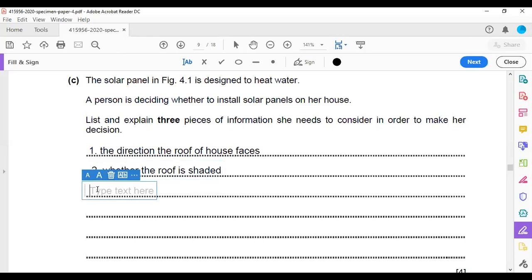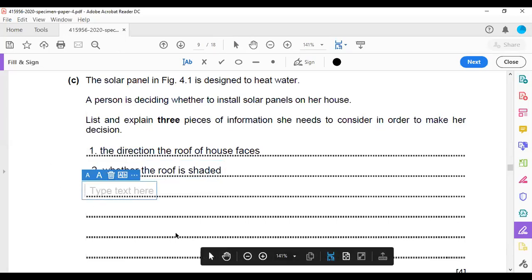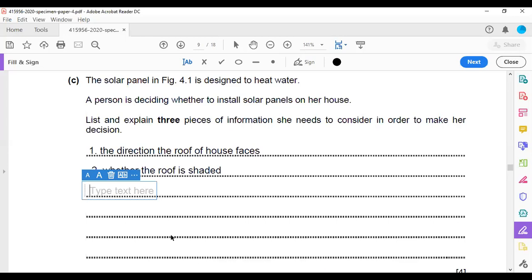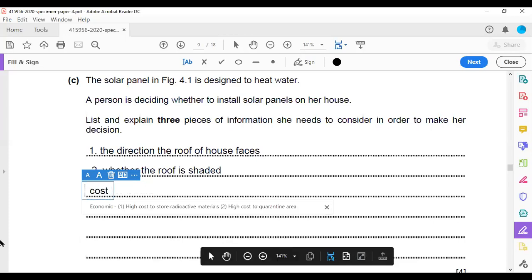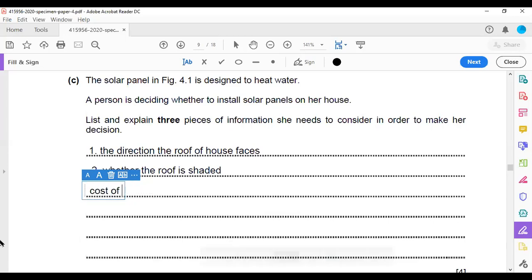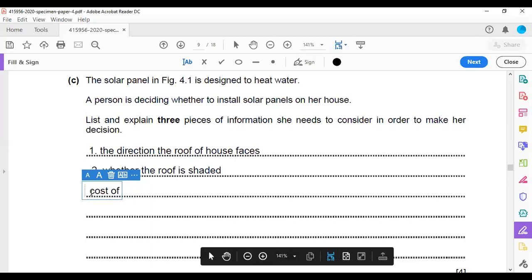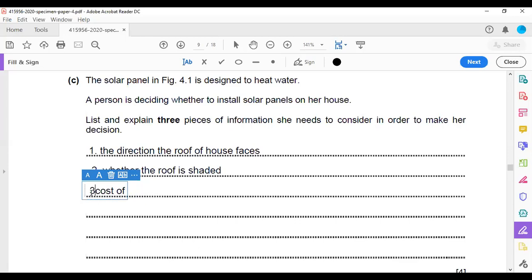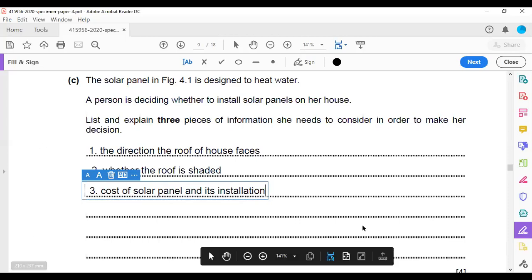Third one you could think about. The third one she could think about is the cost of the panel and installation. It makes no sense that she decides to do this if it would be far cheaper to just use a shower head rather than a solar water heater. All right, so because of the solar panel and its installation. Good, there's another thing.